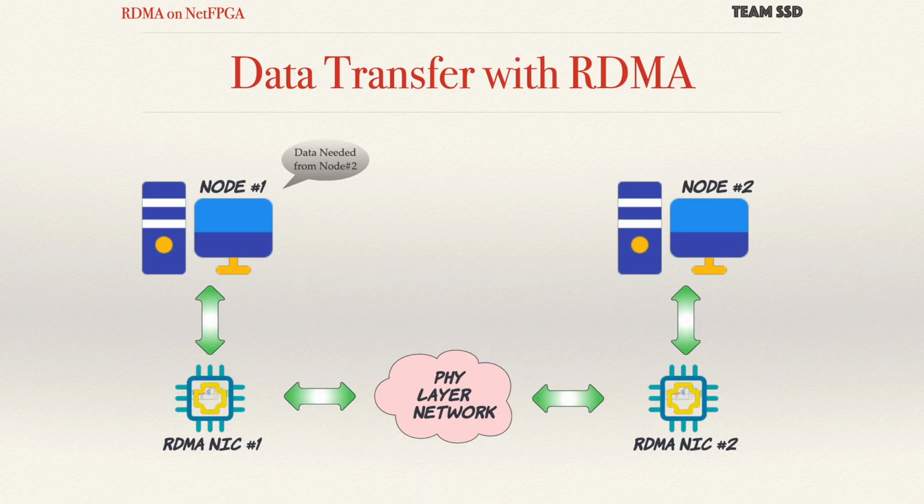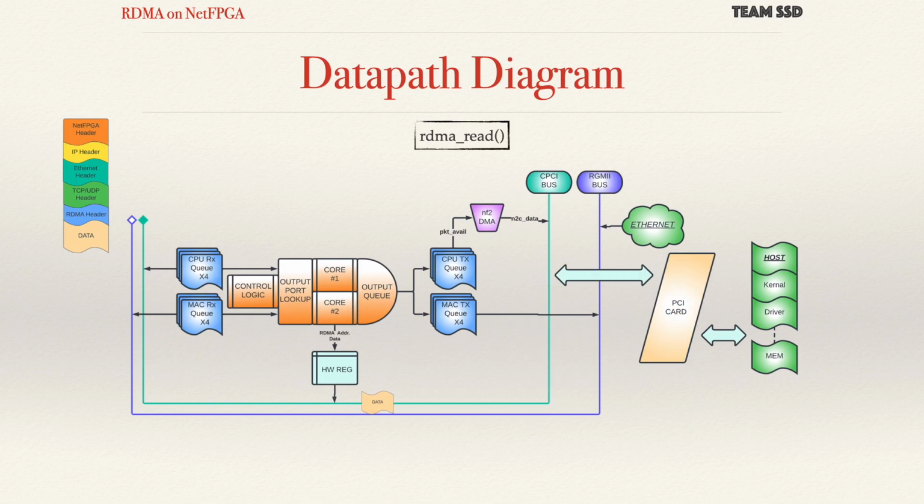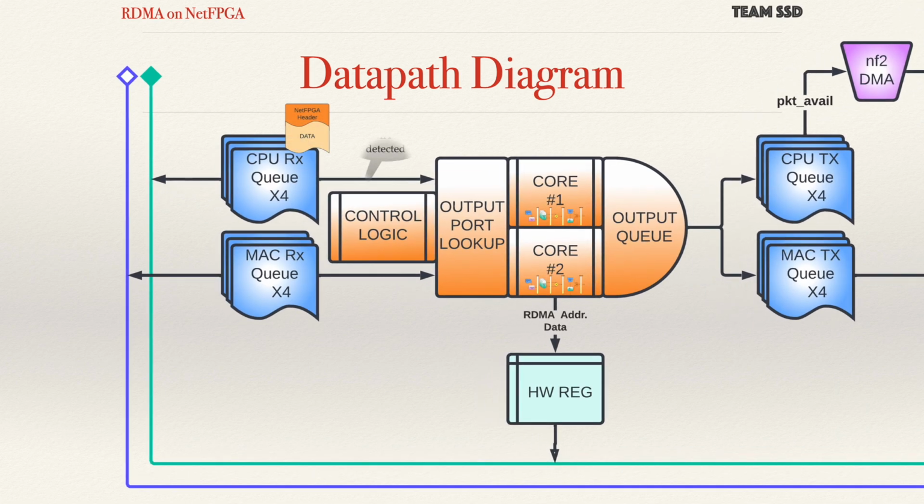So now again, node 1 wants some data from node 2. This request is directly sent to our RDMA NIC. Now since it bypasses the operating system, it's the responsibility of a processor to add all the headers. So it enters the FPGA through the CPU RX queues and then it goes to our core 1. Core 1 detects that this is an RDMA message, so it now adds all the protocol headers.